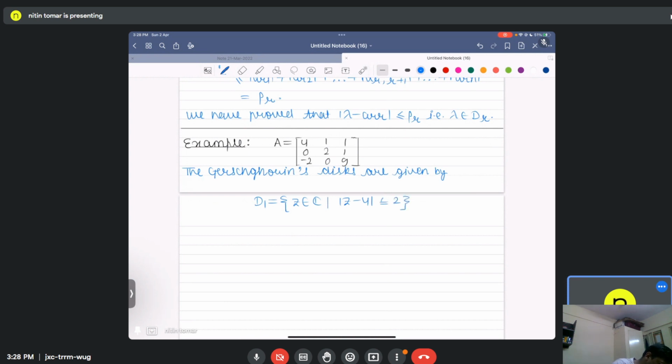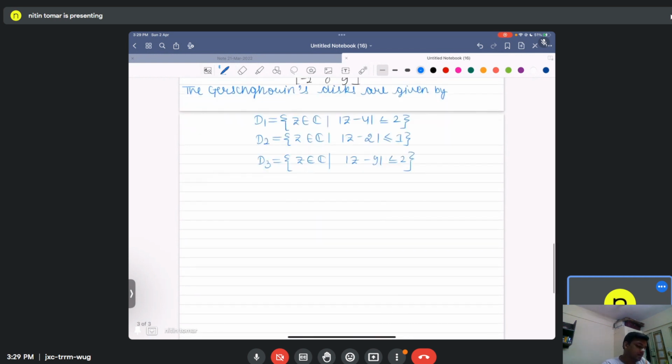Yeah. D2 will be Z belongs to C. The diagonal entry is 2, right? So it will be mod of Z minus 2 less than or equal to 1. And D3, it is what? It is basically mod of Z minus 9 less than or equal to 2.